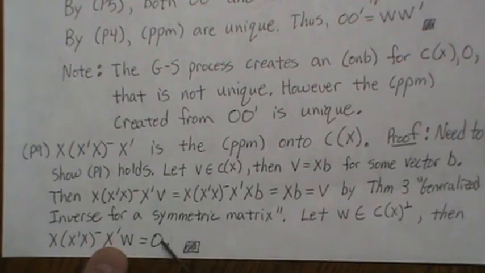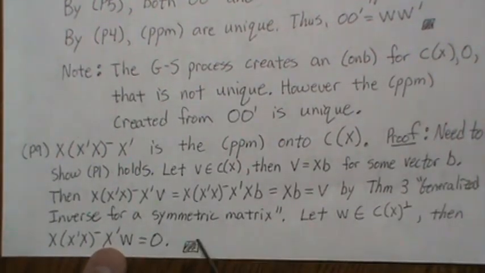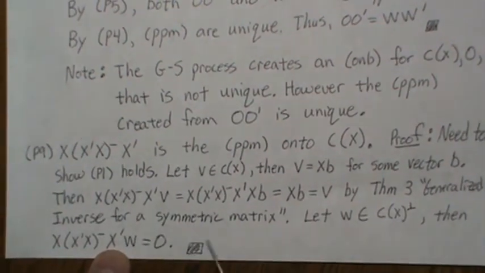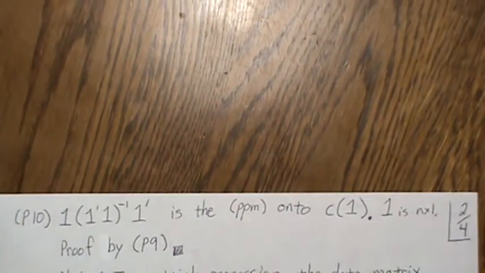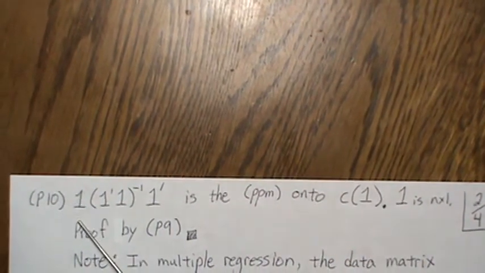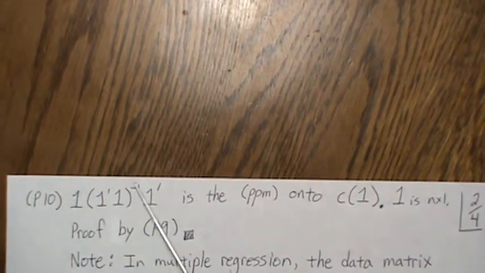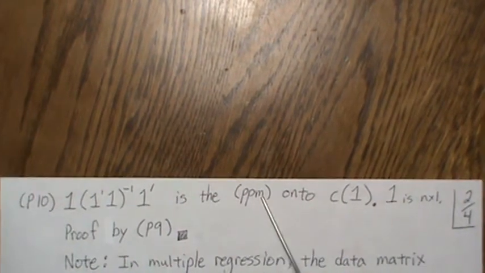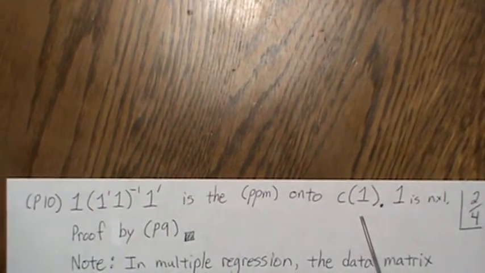So then this creates a vector of zeros. And so we're proven. So that is a perpendicular projection matrix onto the column space of X. And so this right here, if this is a vector of 1s, an n by 1 vector, then this becomes a perpendicular projection matrix on the column space of 1.